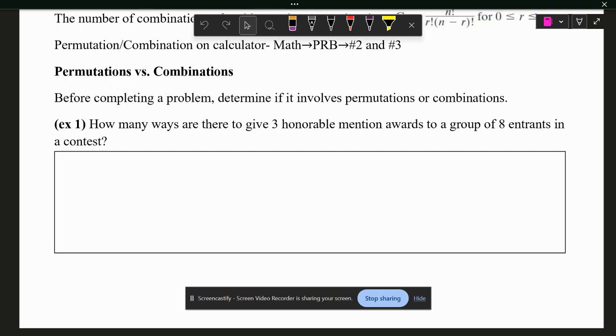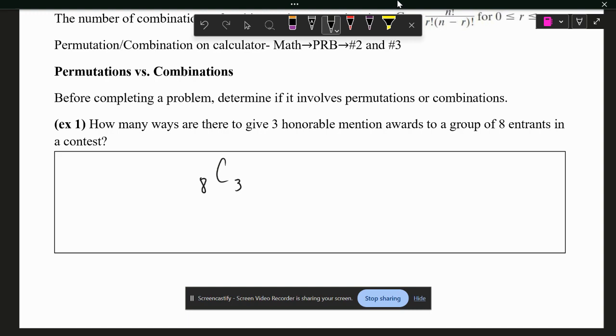If they said how many ways to give a first, second, and third prize, boom, permutation. But because they're all getting the same award, and it doesn't matter who out of the 8 were picked, it's going to be a combination. So we're going to write this as 8, and we're choosing 3. Okay. Just a little side note, the bigger number will always go on the left.